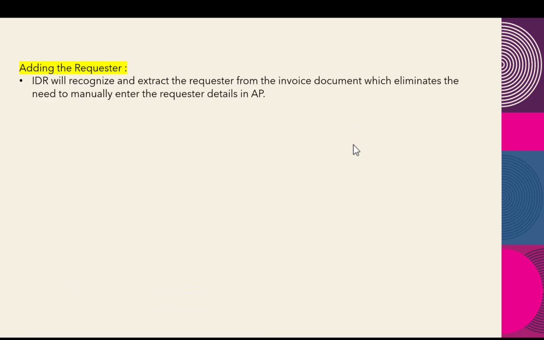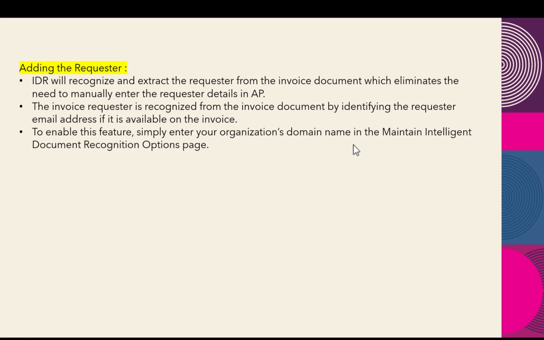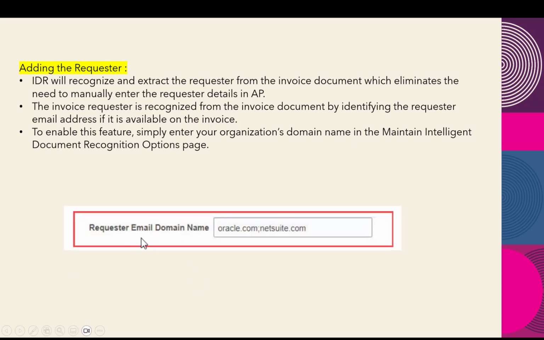For adding the requester, IDR will recognize and extract the requester from the invoice document, which eliminates the need to manually enter the requester details in EP. The invoice requester is recognized from the invoice document by identifying the requester email address if it's available on the invoice. To enable this feature, just enter your organization's domain name in the maintain document recognition option page, as you see here, requester email domain name.